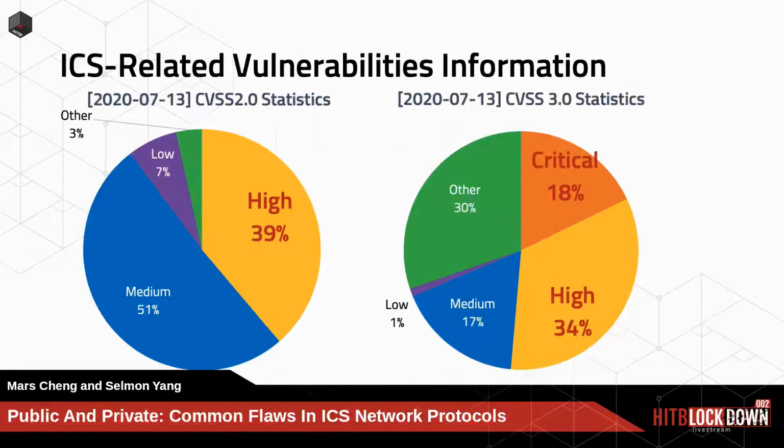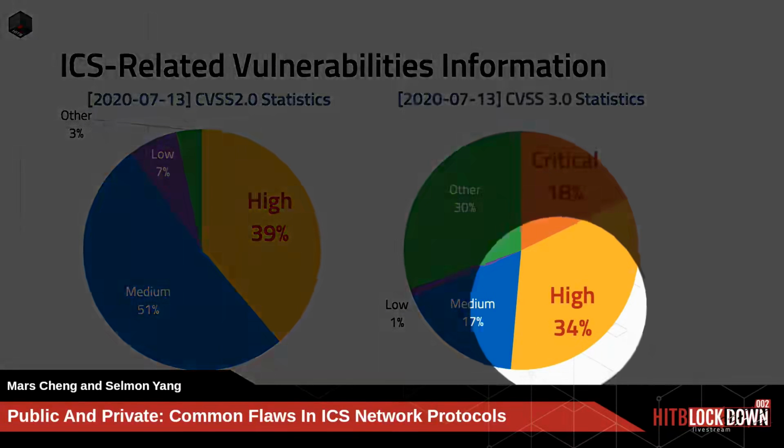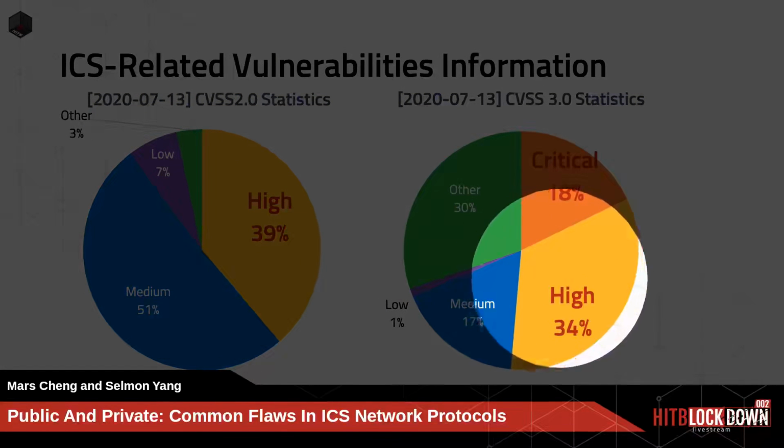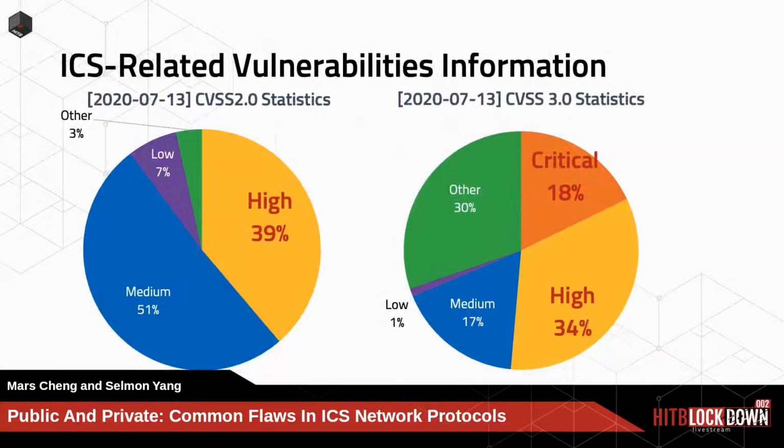And 80% of vulnerabilities are rated at the critical risk level, and 34% of vulnerabilities are at the high risk level, which means those vulnerabilities may be easy for hackers to exploit. So it's a very serious thing, because hackers can easily use these vulnerabilities to compromise ICS environments or systems.